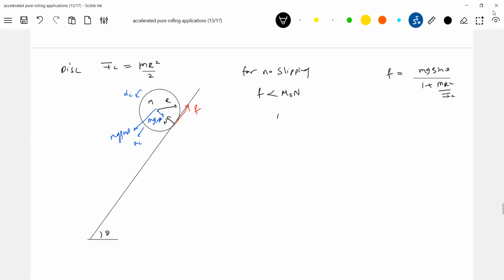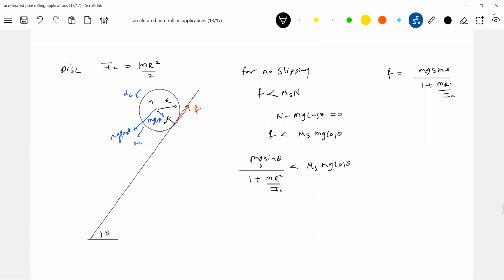And what is in fact N? N minus mg cos theta equal to 0. F should be less than mu s mg cos theta. Let me substitute this F here, what I brought: mg sin theta by (1 plus mr square by Ic) less than mu s mg cos theta. mg gets eliminated.